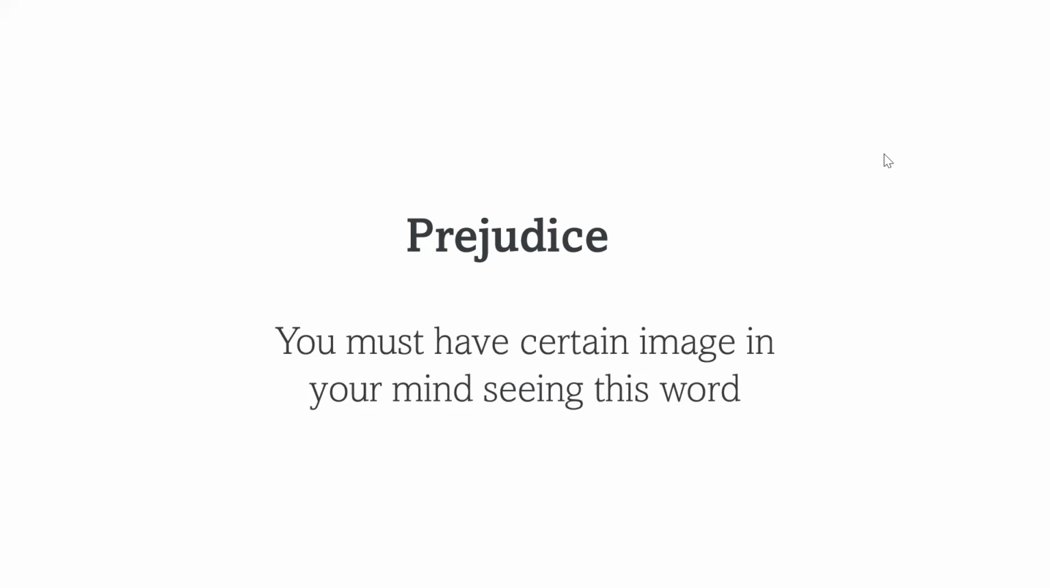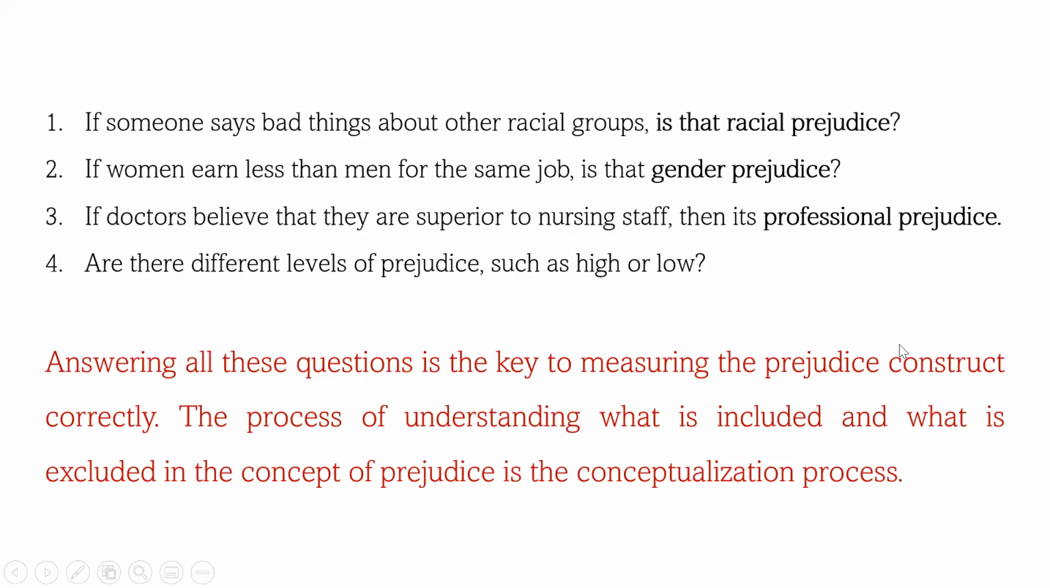Yes, so if I say prejudice, I need to define what prejudice is. If someone is saying bad things about racial groups, then it is racial prejudice. If women earn less than men for the same job, is it gender prejudice? Or if doctors believe that they are superior to nursing staff, is it professional prejudice? And at what level is this prejudice, high or low? Because you cannot say that prejudice is present or absent. You need to define a level for that. So answering all these questions is key to measuring a construct correctly.